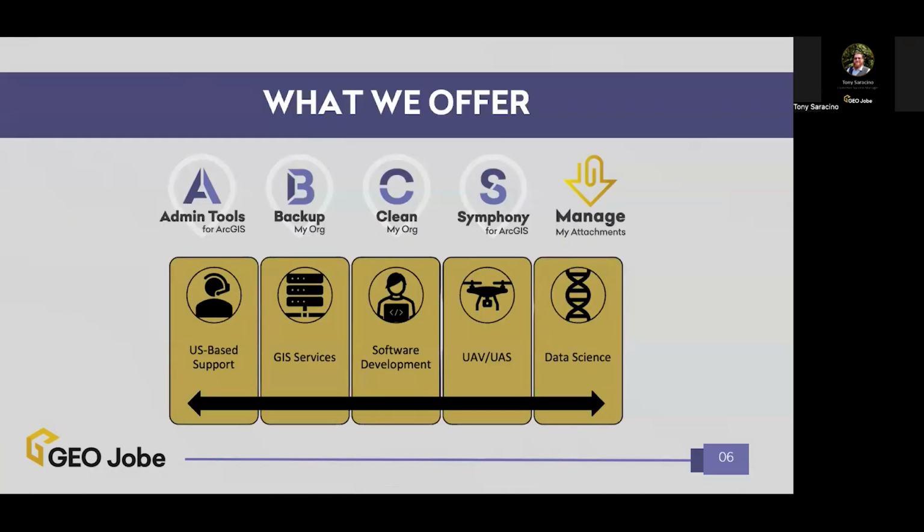As far as what we offer now, we've got a couple of different things that we do. So up at the top here, you'll notice that I've got a list of our products, starting with admin tools. We've also got Backup.my.org, which is going to be the main conversation topic of the day. We've also got Clean.my.org, Symphony, and Manage My Attachments. If you've not seen our previous webinars, we've actually covered Symphony and Manage My Attachments in some of our previous episodes of the Spatial Solutions series, and I highly encourage you to go check out our YouTube channel if you want to learn more about those.